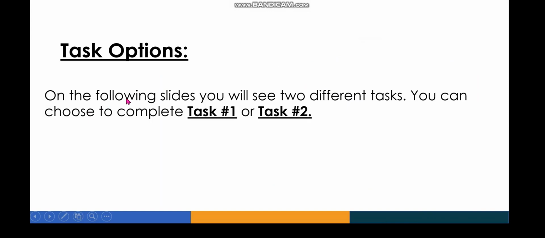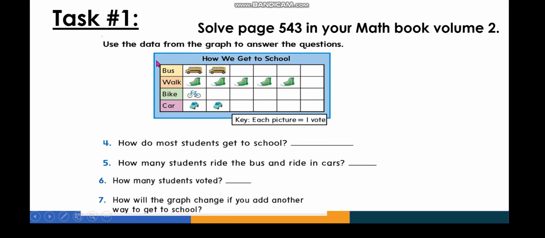Task option. On the following slides, you will see 2 different tasks. Choose task 1 or task 2. Please, everyone now get your math book, volume 2, and open this page, page 543. Use the data from the graph to answer the question. This is a picture graph. What did Miss Hiba say to do? Yes. First, I will highlight the title and the key.